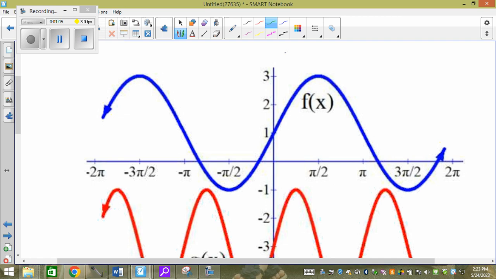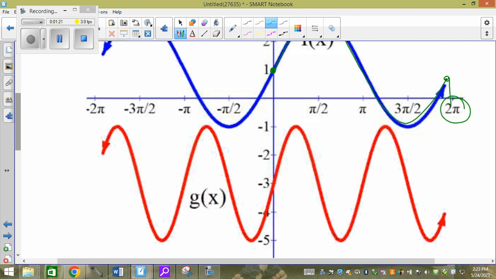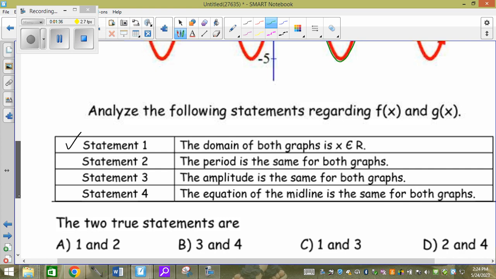Let's find the first one. I start here. I go past the max, past the min, back up to that height, and it's 2 pi, right? The blue graph is 2 pi period. What about the red graph? We start here, past the max, past the min, back up to that height, and it's at pi. So this one has a period of 2 pi. This one has a period of pi. Are they the same? It's not a trick question. Are they the same? No.